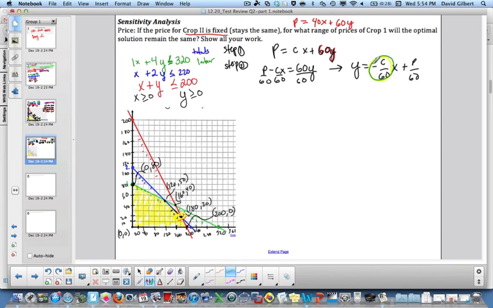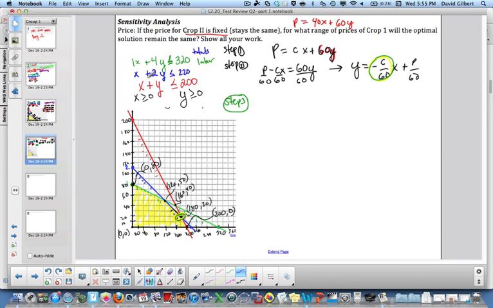Negative c over 60. Now that slope must be between, this is the step 3 I wrote in class, the slopes of the lines where the best point is, where those constraints meet. So it's the constraints, the red and the blue, or whatever numbers you label them. So it's the red and the blue that meet at our optimal point. Alright, so I need to find the slopes of each of these lines.